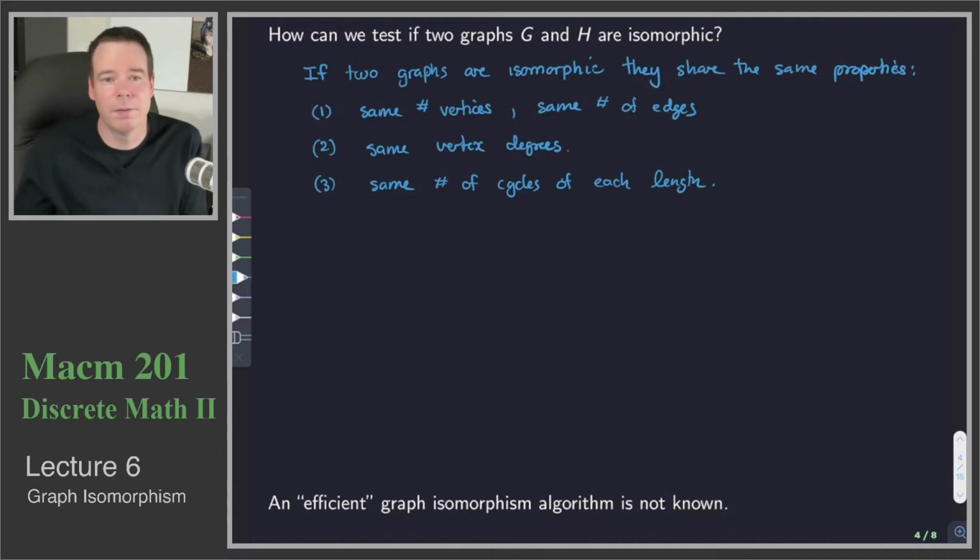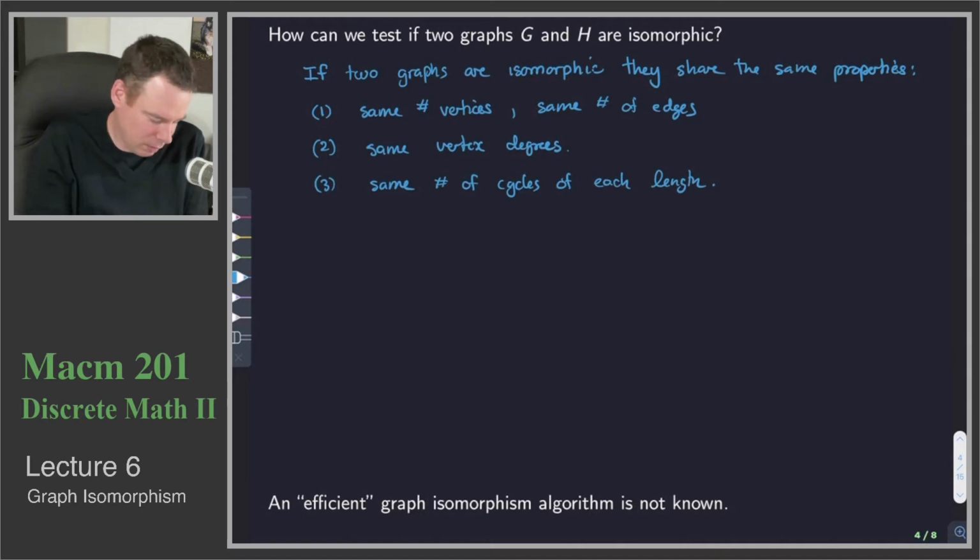If one graph has 4 cycles of length 3, the other graph has to have 4 cycles of length 3. If one graph has 2 4-cycles and a 5-cycle, the other graph has to have 2 4-cycles and a 5-cycle. And so these are kinds of things we can look for in one graph and look for in the other graph, and if we get a difference, then we know the graphs aren't isomorphic.